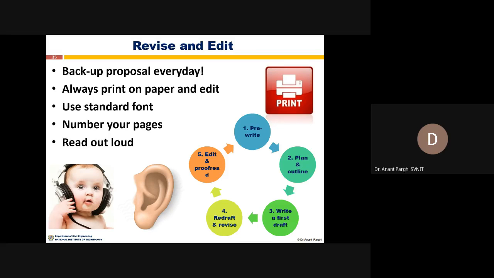So, pre-write, plan and outline, write a first draft, redraft, revise it, edit and proofread it, right? This way you will prepare a better research proposal. So these are the writing process of the research proposal.